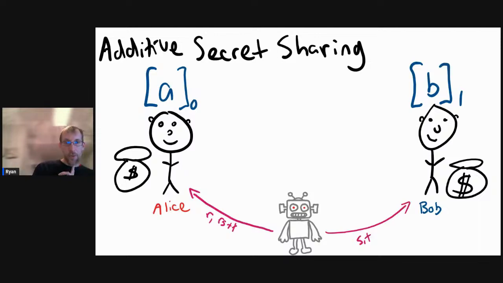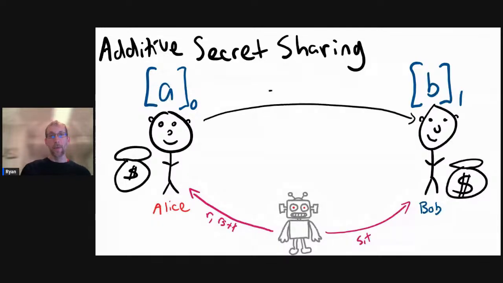In this protocol, it chooses those random things. So it chooses R for Alice, and it says, here, Alice, use this R. And it says, here, Bob, use this S. And then it computes R times S for Alice and Bob. And then it chooses one more random value T.